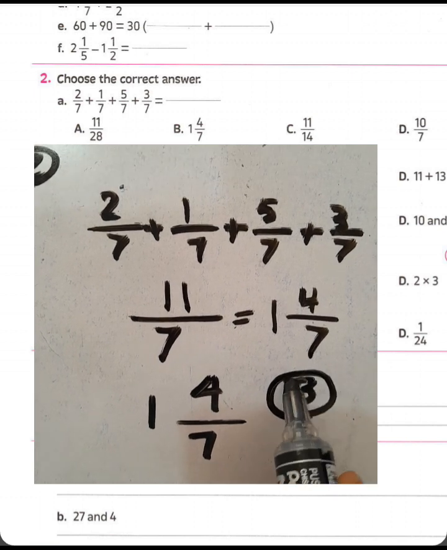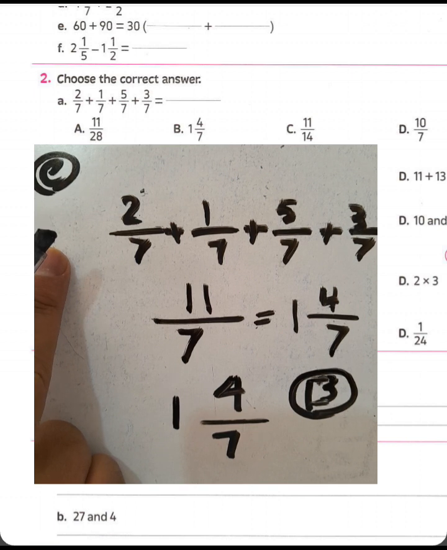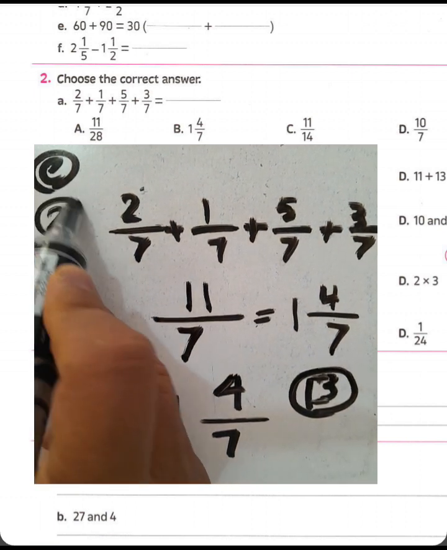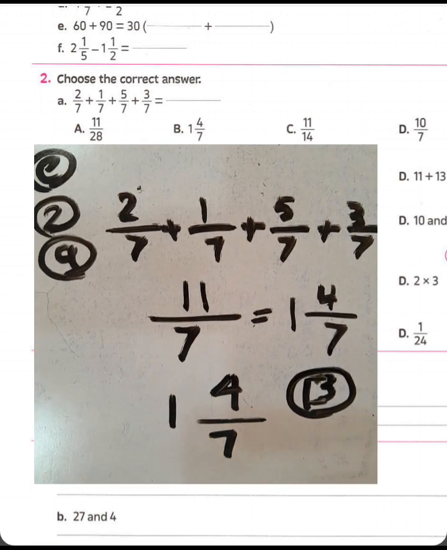Choose letter B for question number 2. Okay, my students, choose letter B. The result will be 1 and 4 over 7. Understood? Okay, next question here.